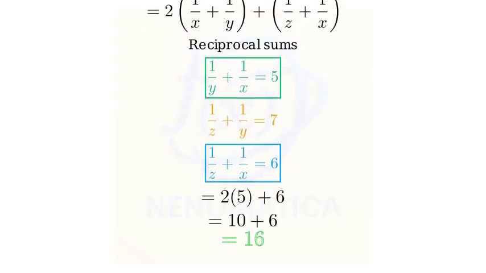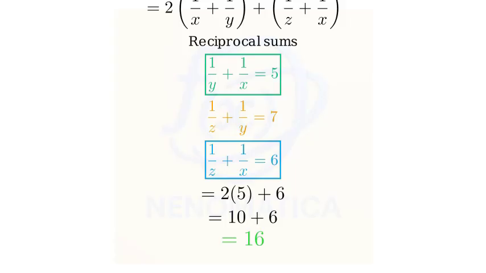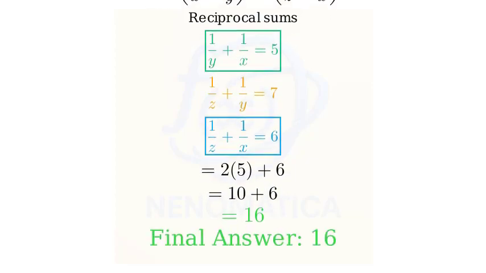Step 3. Substitute the values. The green pair 1 over x plus 1 over y equals 5, and the blue pair 1 over z plus 1 over x equals 6. Therefore, the expression equals 2 times 5 plus 6, which is 10 plus 6, or 16. So the value of 3 over x plus 2 over y plus 1 over z is 16.